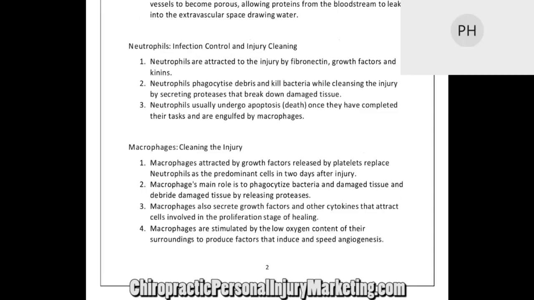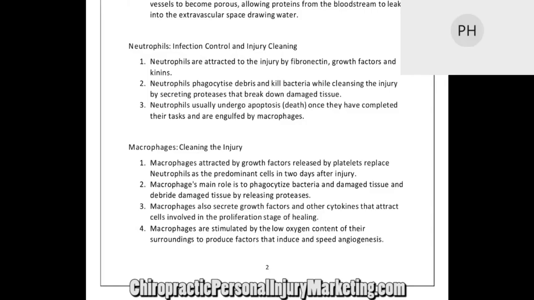Macrophages attracted by growth factors released by platelets replace neutrophils as the predominant cells in a few days after the injury. So macrophages come in, replace the neutrophils. Macrophages' main role is to phagocytize bacteria and damaged tissue. Macrophages also secrete growth factors and other cytokines that attract cells involved in the proliferative stage of healing.